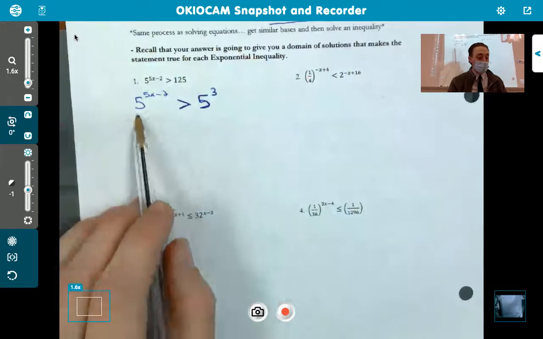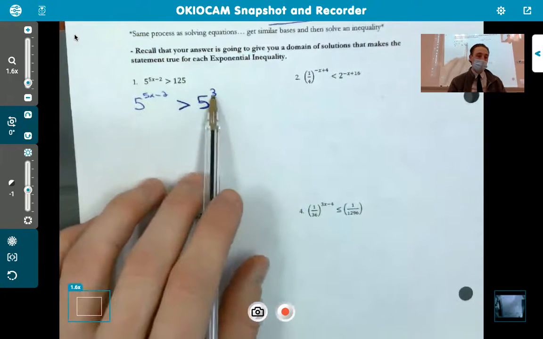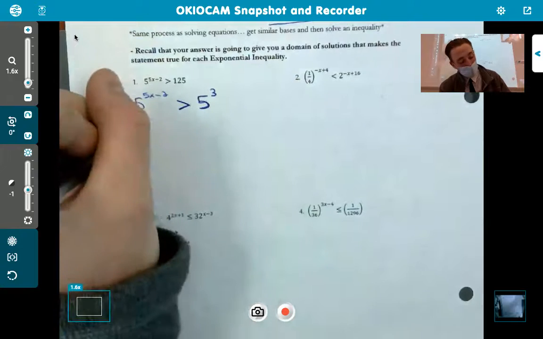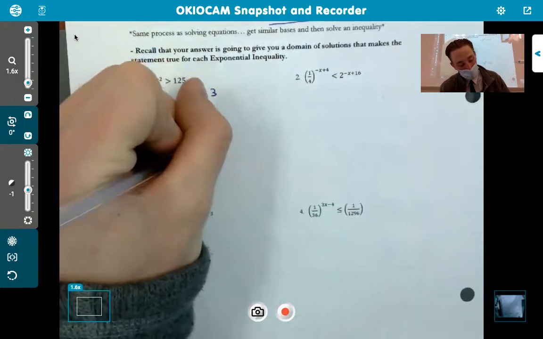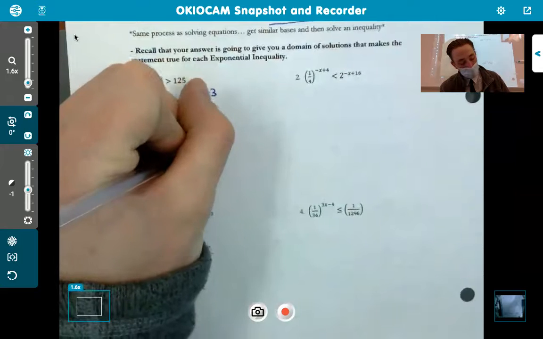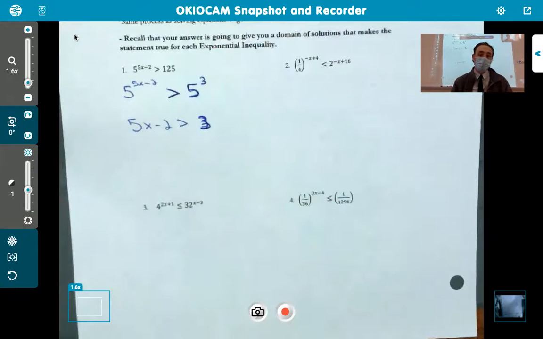If I have common bases and I don't have any exponent rules to worry about because my exponents are as simplified as they can be, now what I can do is just set those exponents equal to each other. But now instead of being separated with an equal sign, they're going to be separated with an inequality. So 5x minus 2 is going to be greater than 3. Everybody with me so far? Are there any questions?